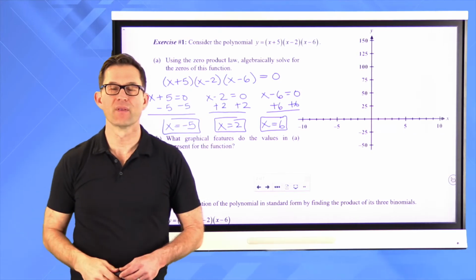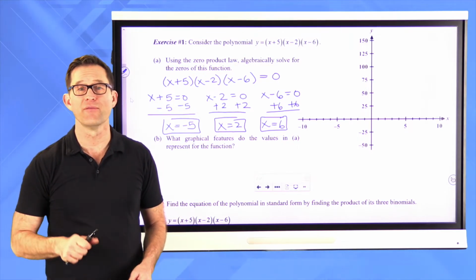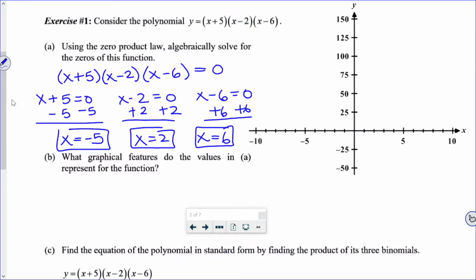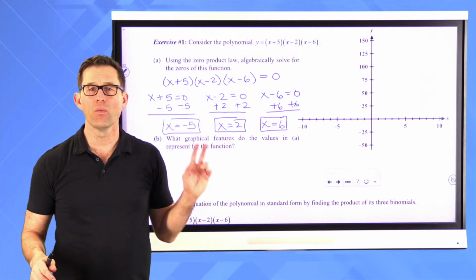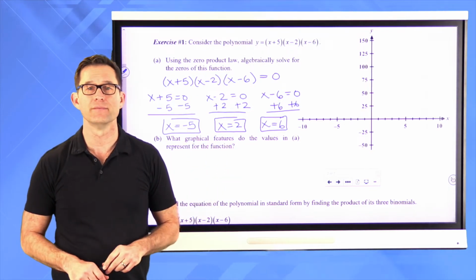Now letter B. We've talked about this extensively since our first unit on functions. What graphical features do the values in A represent for the function? Like what does this even tell me about the function? Answer that in letter B.